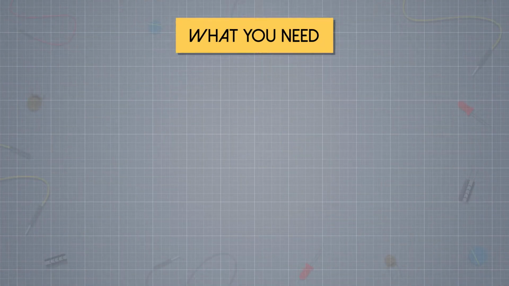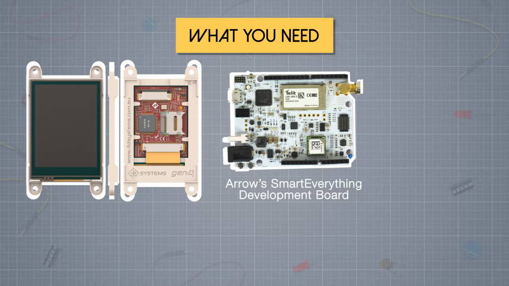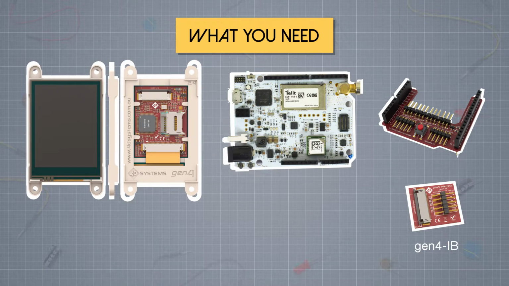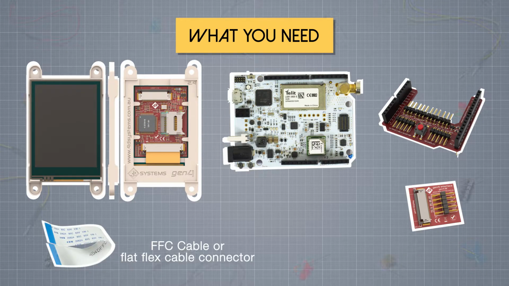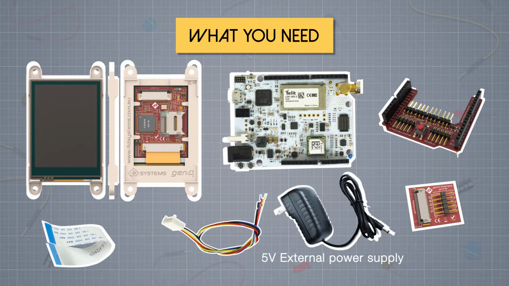To build this project, we will need the following: for the system's Gen4 uLCD-24DT, a 240 by 320 pixel resistive touch display module, Arrow SmartEverything Fox development board, 4D Arduino adapter board, a simple Arduino shield designed to provide a convenient interface to attach 4D Systems display modules to the Arduino platform, 4D Systems Gen4-IB, a programming adapter for the Gen4 intelligent display modules, FFC cable or flat flex cable connector to connect the programming adapter to the display module, 5-way cable, and a 5-volt external power supply.